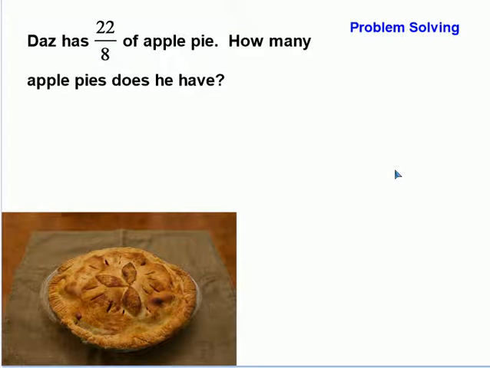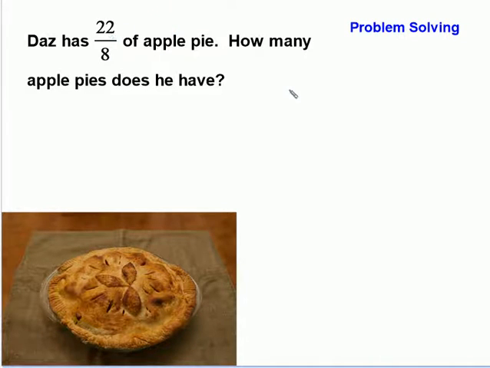Once again, let's use what we know to solve a problem. Here we find out that Daz has 22 eighths of an apple pie. How many apple pies does he have? He has 22 eighths of apple pie. How many apple pies does he have? Is this a mixed number or an improper fraction? It is an improper fraction because normal fractions have the small number on top and the big number on the bottom. This one has the little number on the bottom and the big number on the top.